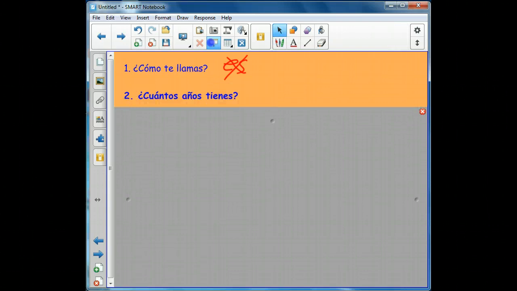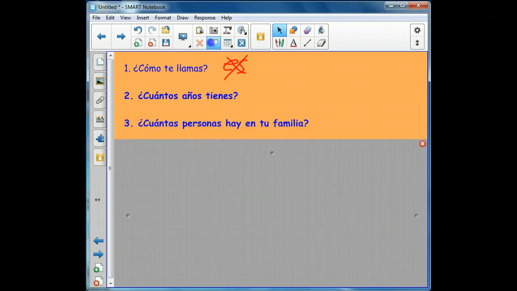How about this one? ¿Cuántos años tienes? And if you said yo tengo 15 años, yo tengo 36 años, you were correct. Do you know your numbers in Spanish? Maybe that's something we need to review. ¿Cuántas personas hay en tu familia? Try that one. ¿Cuántas personas hay en tu familia?